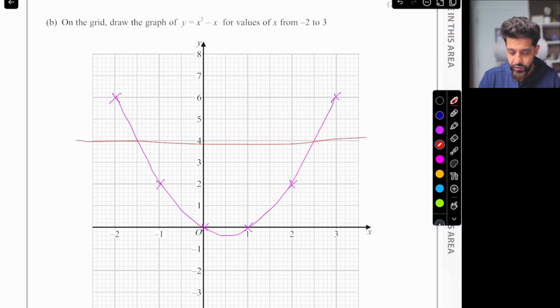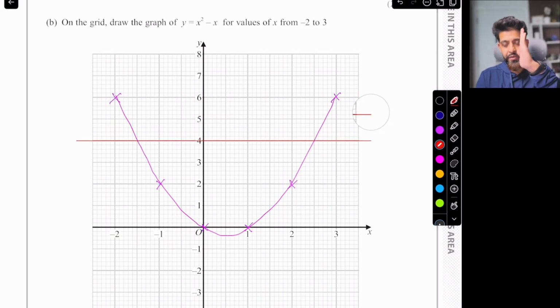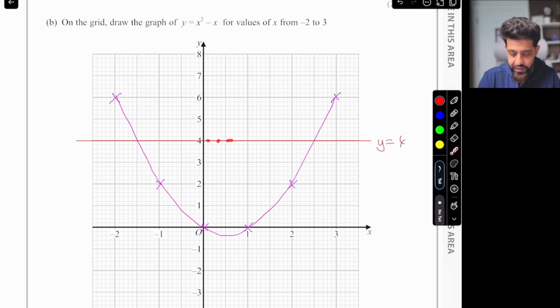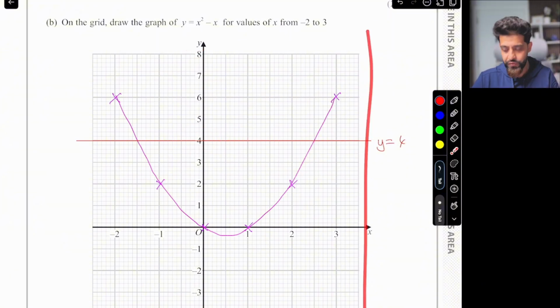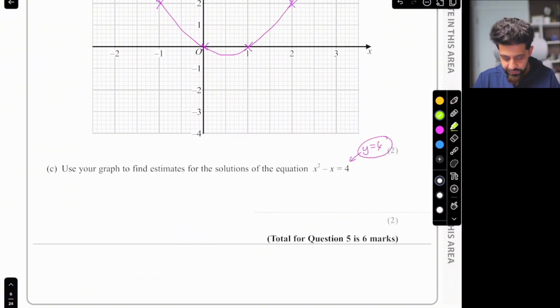A lot of people think that a y equals 4 line or any y line is going up. It's not. It's this way, because it means that y is always 4. On this line, y is always going to be 4. So it's like that, not like this. That's x equals 4. All right, so where do these graphs meet is the solutions.